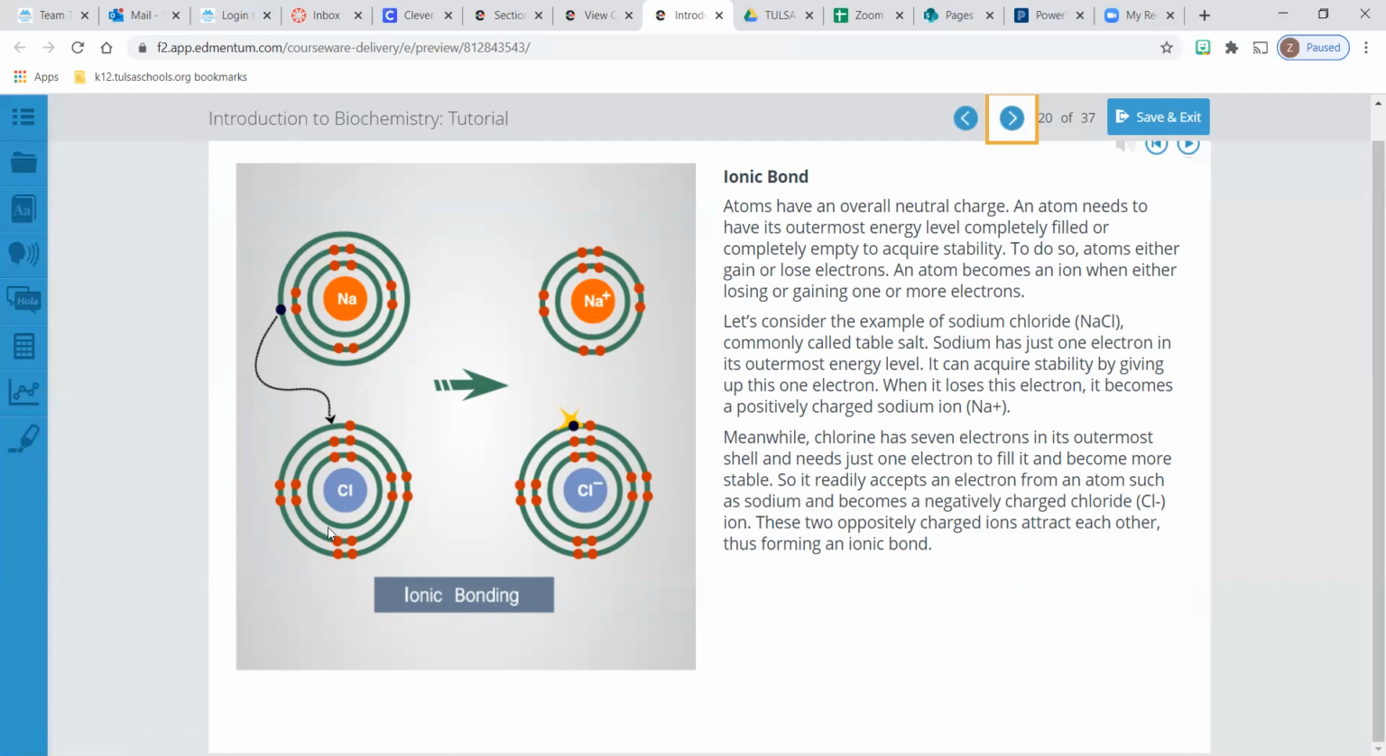But if you have just like a random 1 electron orbiting, that's not a very stable relationship. So that electron will probably be ionically bonded to another molecule. And here you see sodium chloride. We have this one who has a loose electron that gets ionically bonded to this chlorine.